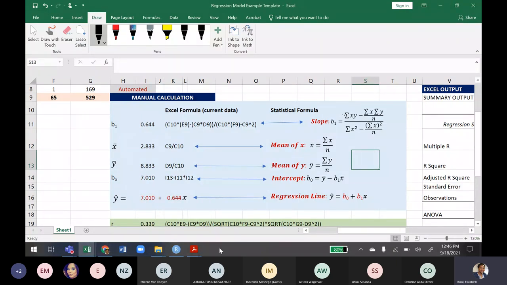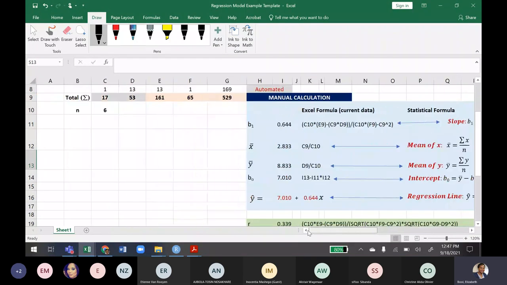Then we also need the mean of x and the mean of y. To calculate b0, the y-intercept, we use the mean of y minus the slope times the mean of x. And we just substitute the intercept and the slope into the formula to get the regression line.